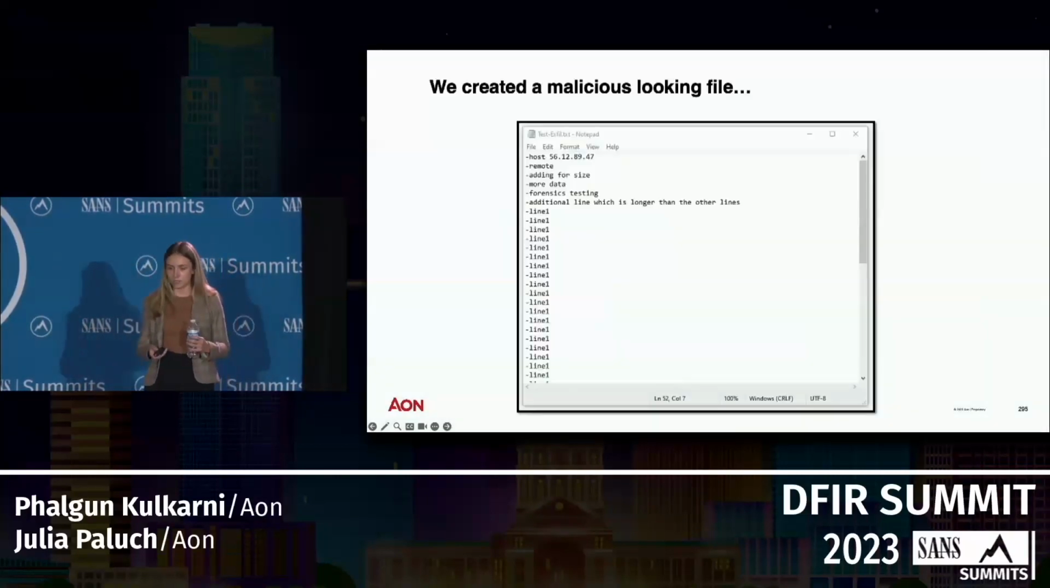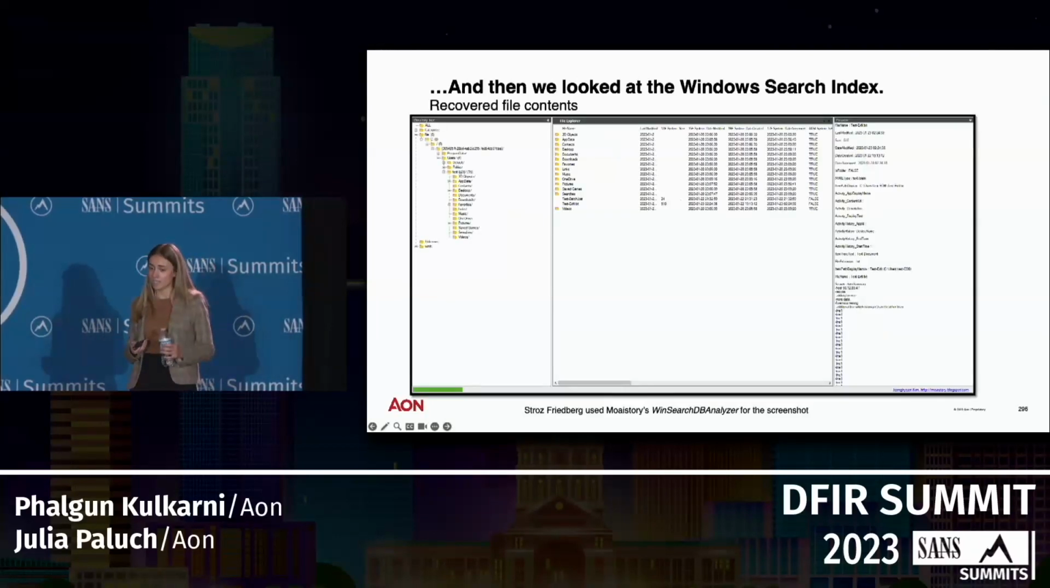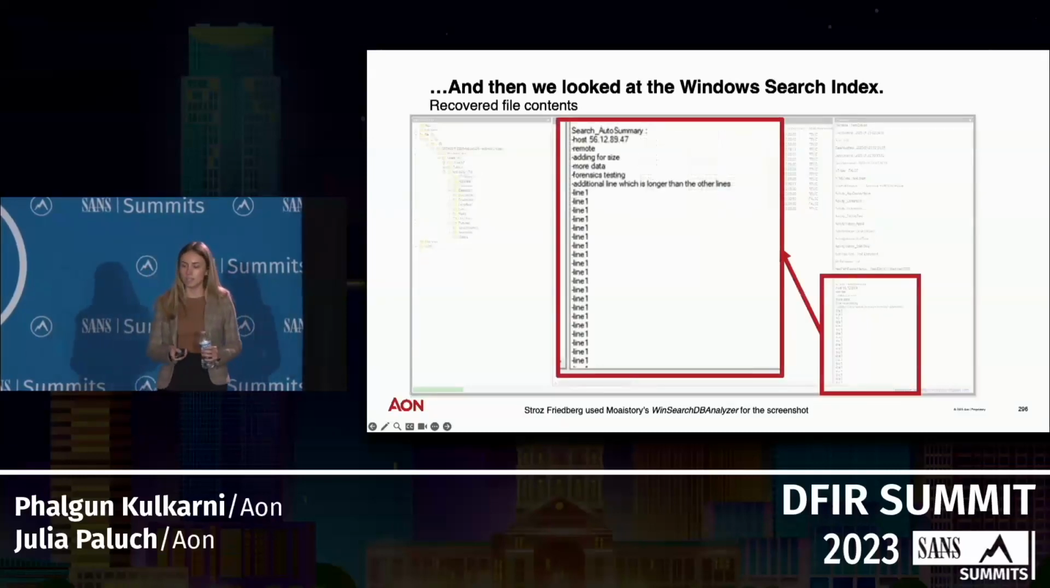All right, so we created a malicious looking file, and you can tell it's malicious because there's an IP address in it. And then we checked the Windows search index, and we wanted to figure out if we could recover the file contents of that file. And there you have it. We have the entire file in auto summary because it's small enough, and you have that super scary looking IP address in there as well.